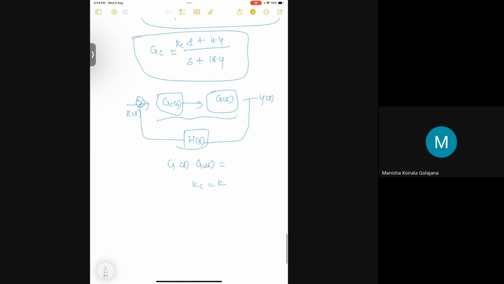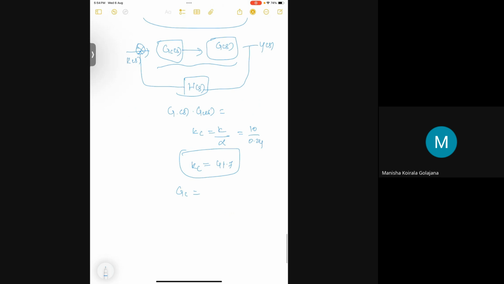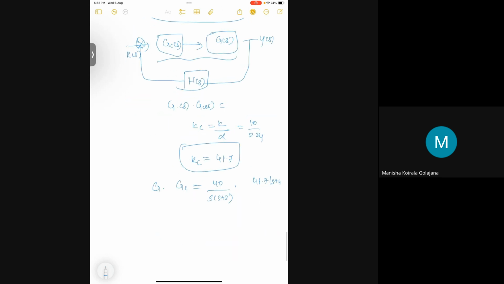Kc will be K by alpha, 10 by 0.24, divided by 14.7, around it will come. So your new designed gain compensator into G, G you already know, 40 by S into S plus 2, into 41.7 into S plus 4.4 divided by S plus 18.4. So this is your overall system after compensator.